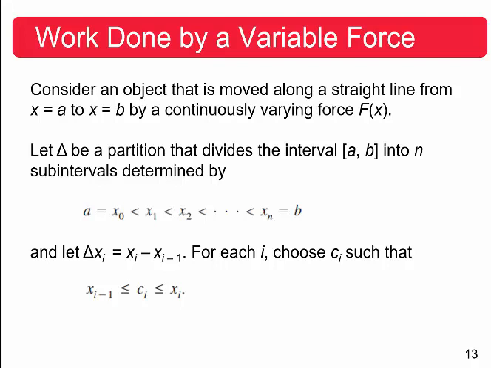All right, and we're going to let delta be a partition that divides the interval a to b into n subintervals determined by the following. And what you're seeing here is basically we're going to set up a Riemann sum. So we're going to let delta x_i equal x_i minus x_(i-1) for each i. And we're going to choose some c_i such that it falls within the interval of those x_i's.